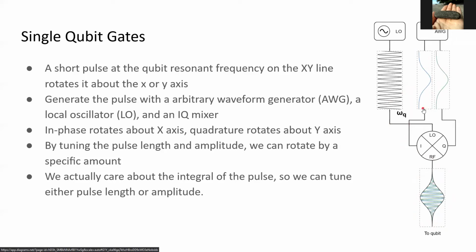The in-phase signal will rotate the qubit around the x-axis, and the quadrature or out-of-phase signal will rotate it around the y-axis. But that's just by convention. By tuning the pulse length and amplitude, we can rotate the qubit by a specific amount. But what we really care about is the integral of the pulse envelope. So we can change either the pulse length or the amplitude. In this presentation, we're going to be talking about changing the pulse length, but in reality, it's usually more convenient to adjust the pulse amplitude for reasons that we're not going to get into.